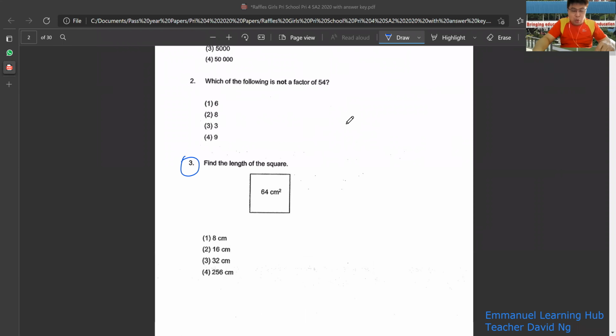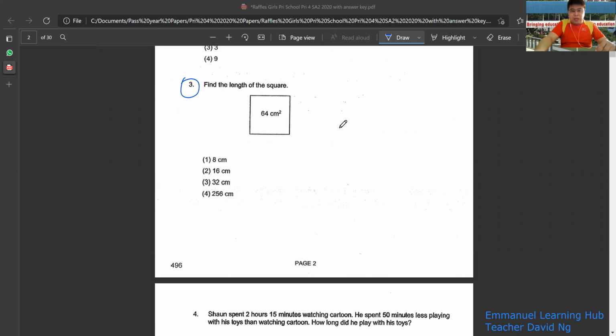Okay, the first question I'll go through is question 3. It says, find the length of the square. So this square that you have here, 64 cm square. Is 64 cm square the perimeter or the area? Area, right? So area means the length of this, let's call it L, multiplied by L. This is also L because it's a square. A square, the four sides are all equal. So both are L. So L multiplied by L equals 64.